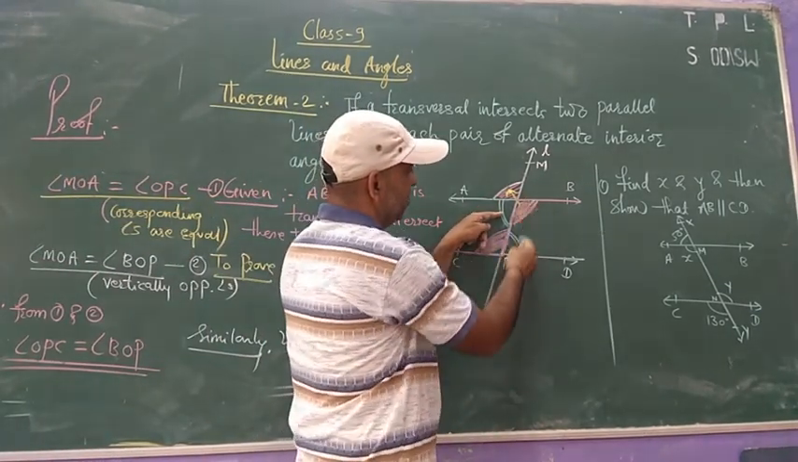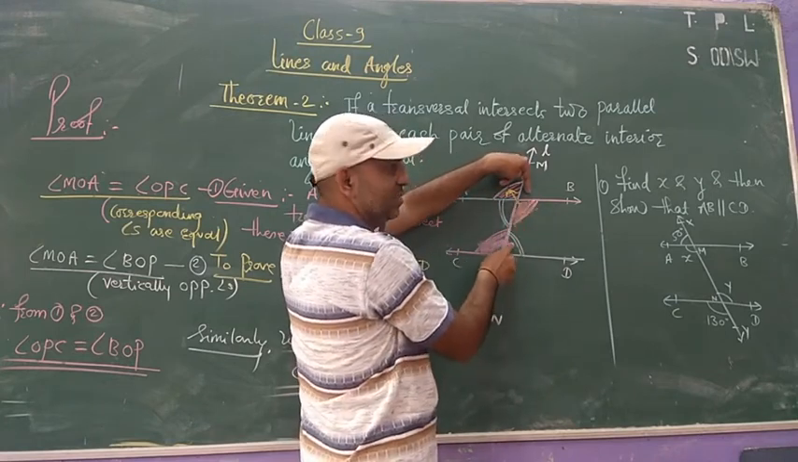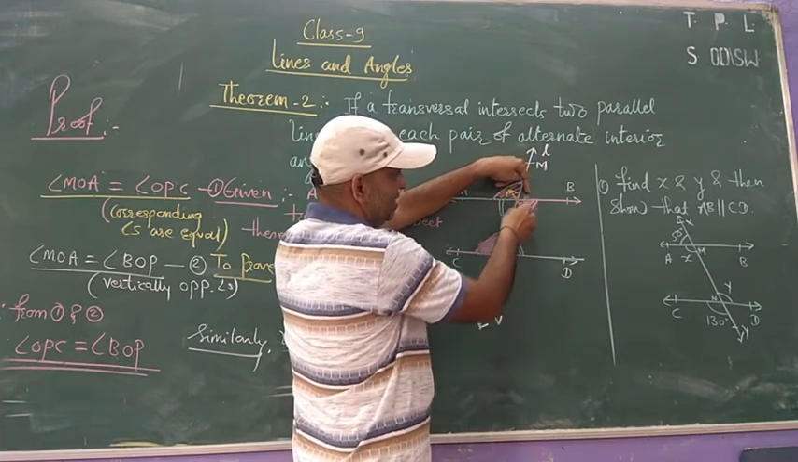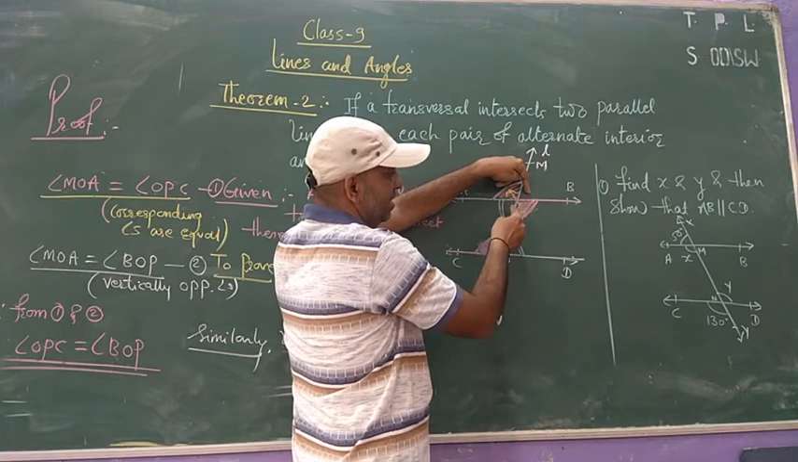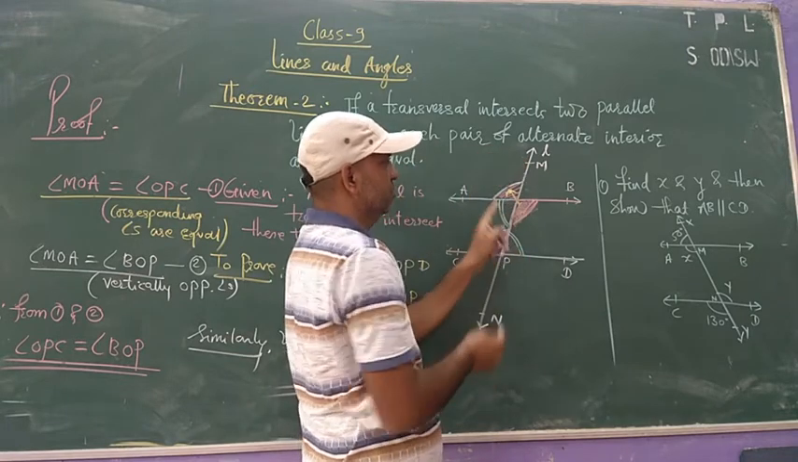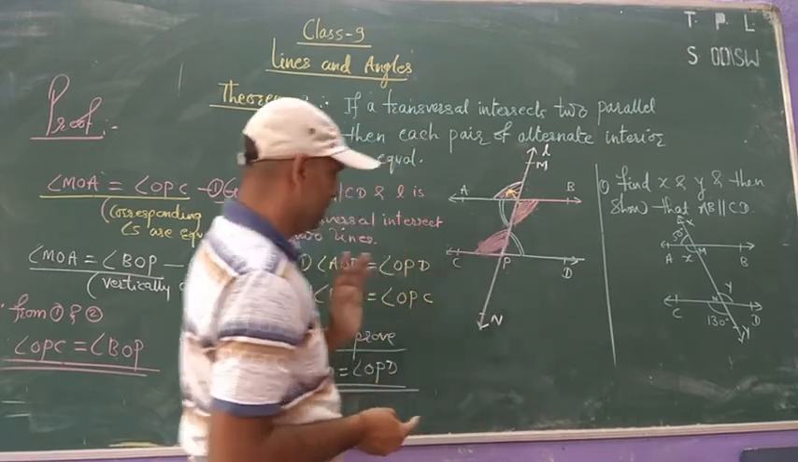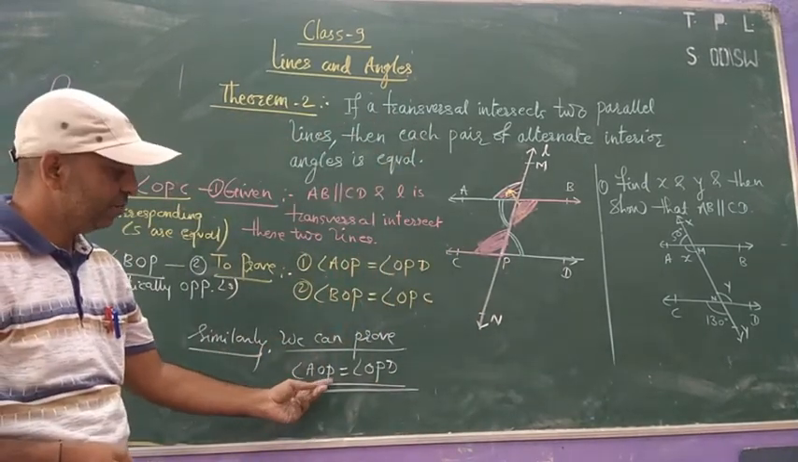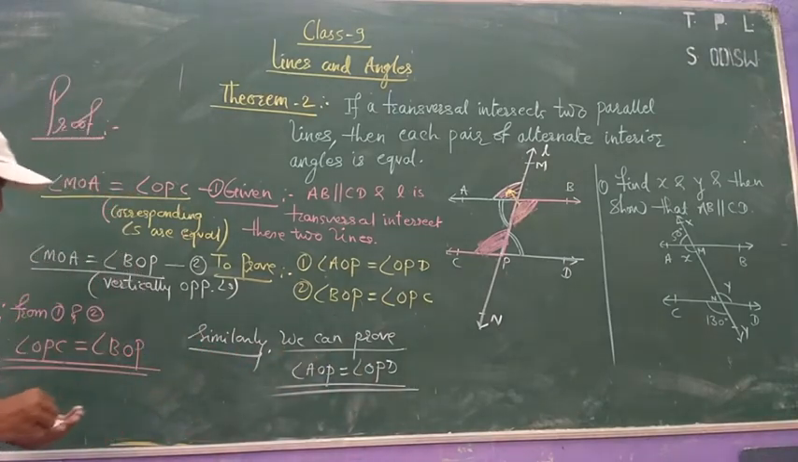So use this corresponding angle. This angle and this angle are equal because these are corresponding angles. And then this angle and this angle are vertically opposite angles. So this angle is equal to this angle is equal to this. So these corresponding alternate interior angles are equal. Okay. So similarly we can prove angle AOP is equal to angle OPD. So this is our theorem. Hence proved.